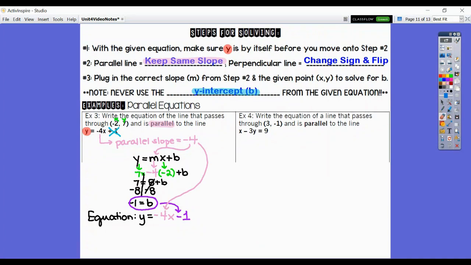For example number 4, we want to write the equation of a line that passes through 3 comma -1 and is parallel to the line x minus 3y equals 9. First step is looking at my y. My y is not all alone. It has x and -3 with it. So I go ahead and get it by itself by moving over the x term, just like we did in our warm-up. And I bring down the -3y and sneak it in before the equal sign and the +9.